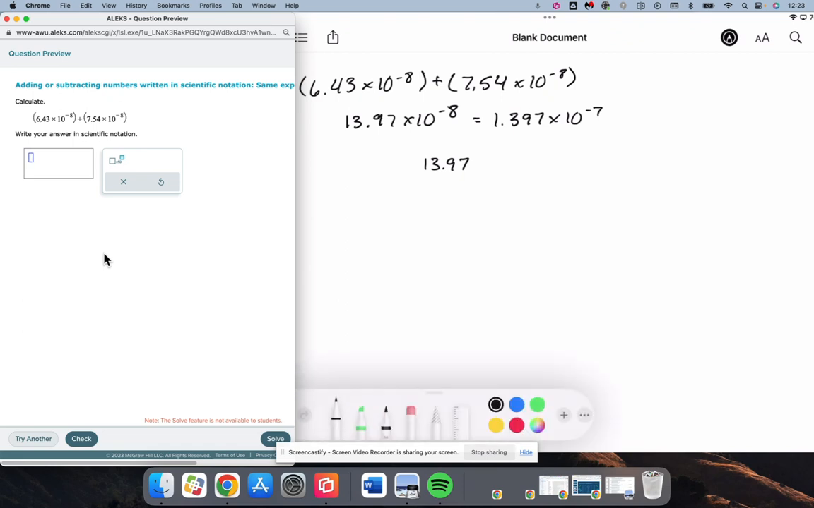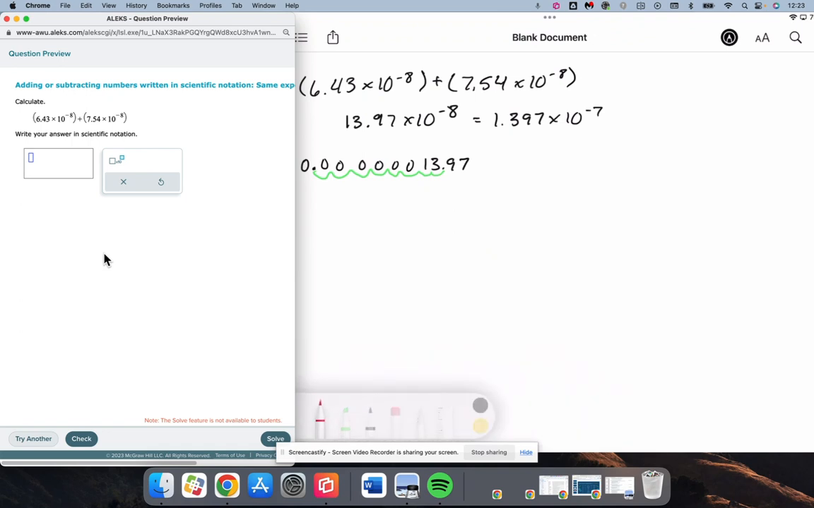13.97 to the negative 8 is going to go 1, 2, 3, 4, 5, 6, 7, 8, which is going to give us 0.1, 2, 3, 4, 5, 6. Okay. And then to put it back in scientific notation, 1, 2, 3, 4, 5, 6, 7. So, yep, that is going to be 1.397 times 10 to the negative 7.